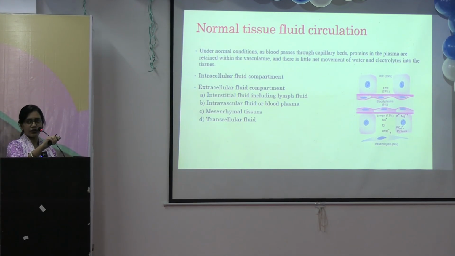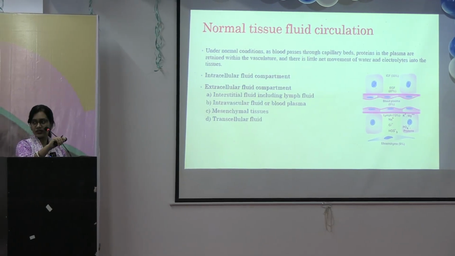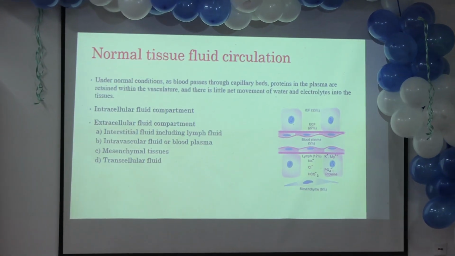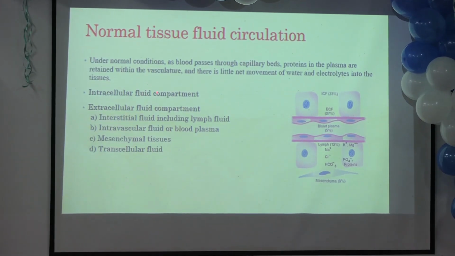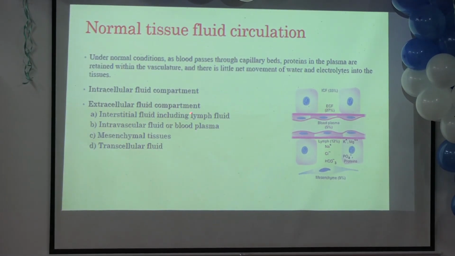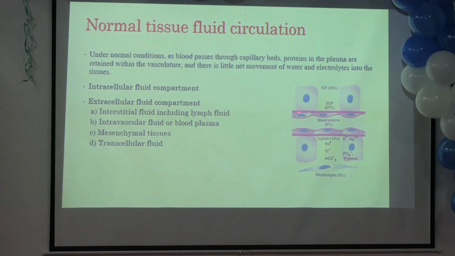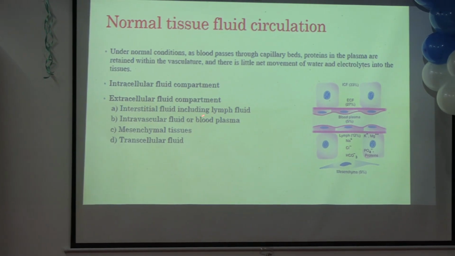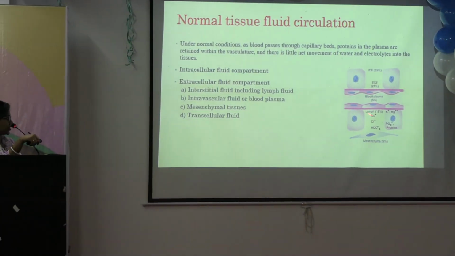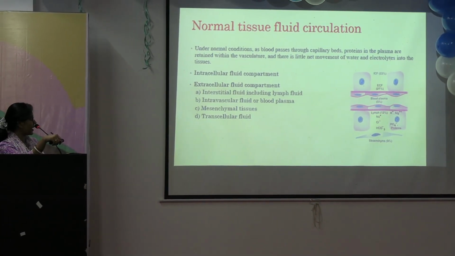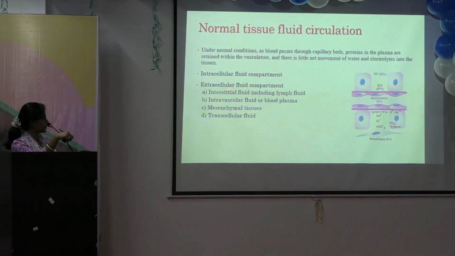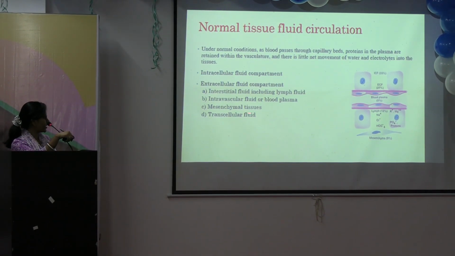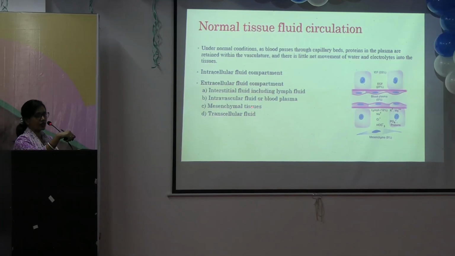Okay, did you guys read about it in physiology? Yes? Okay, so you already know that there are two fluid compartments, the intracellular fluid and the extracellular fluid. So in the extracellular fluid, we have the interstitial fluid, which has the lymph as well, and the intravascular fluid or the blood plasma, some of it in the mesenchymal tissues, and a constituent of transcellular fluid.